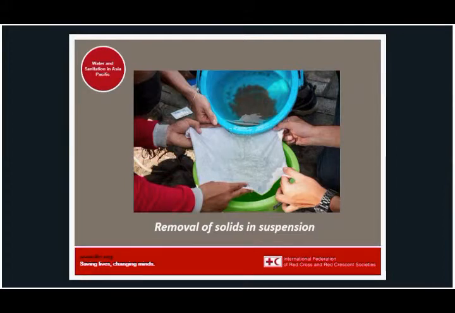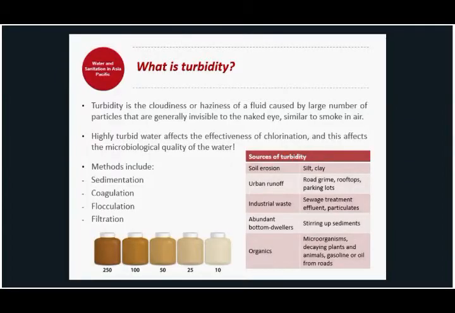The solids that you see at the bottom of the blue bucket, these could be organic, such as algae, which are found in lakes, or it could be inorganic, so things like silt and clay and sand. So turbidity, as you mentioned, is sort of the color or the cloudiness or the haziness of a fluid. And it's caused by a large number of particles that are invisible to our eyes, but basically they float in the water. So high turbidity affects the effectiveness of chlorination.